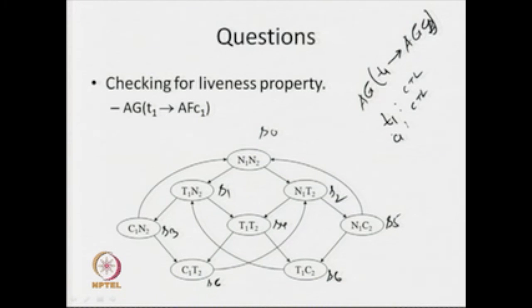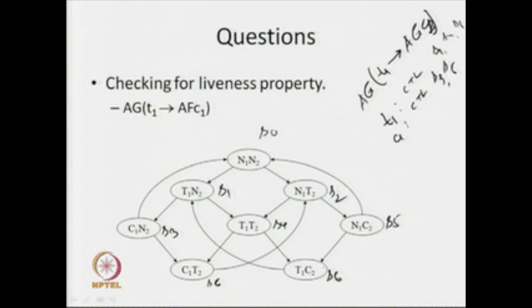T1 is true in S1, S4 and S6. So, T1 is true over there. Where is C1 true? You will find that C1 is true in S3 and S6. Okay. These are the CTL formulas, and we know their truth values on those particular states.